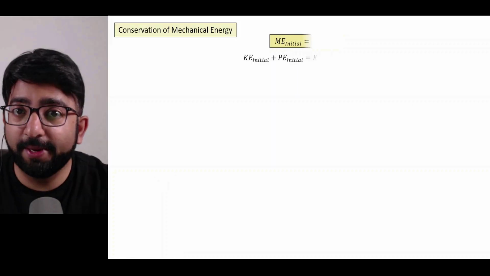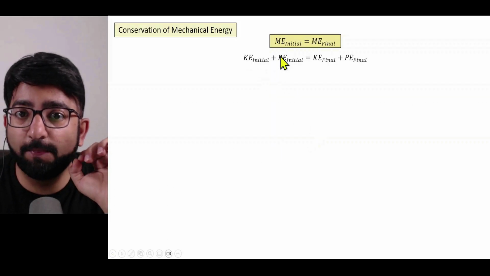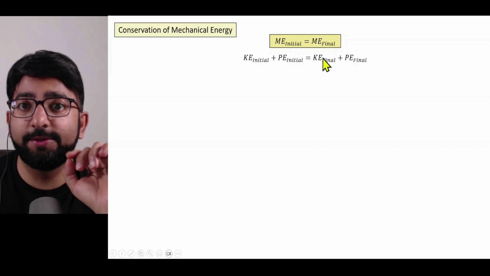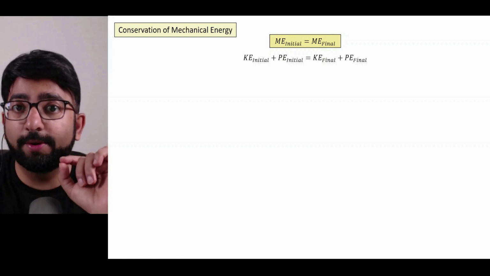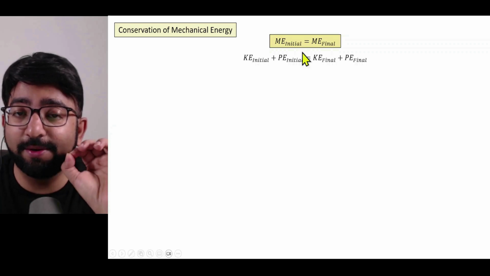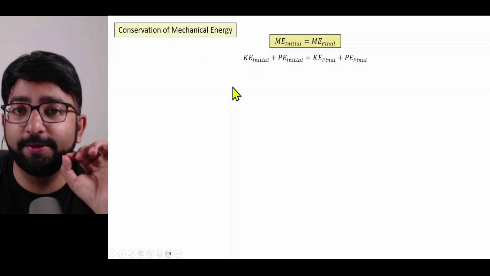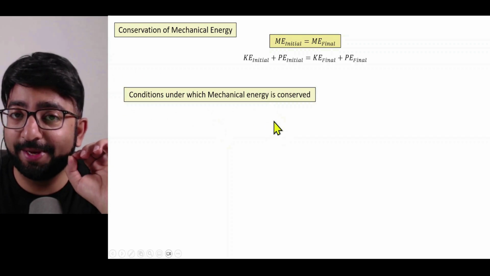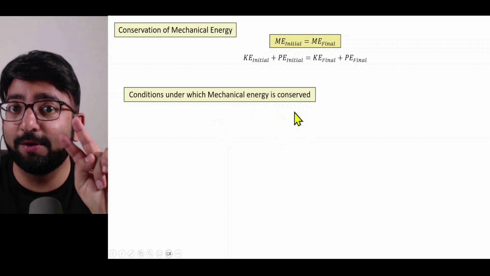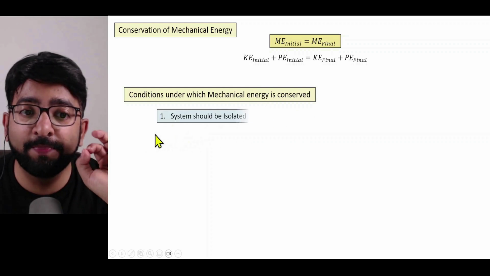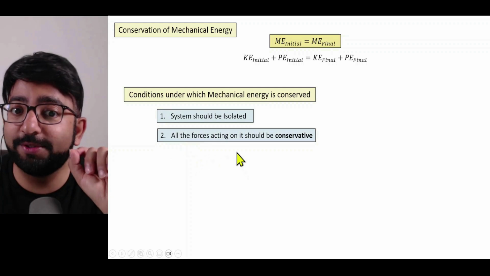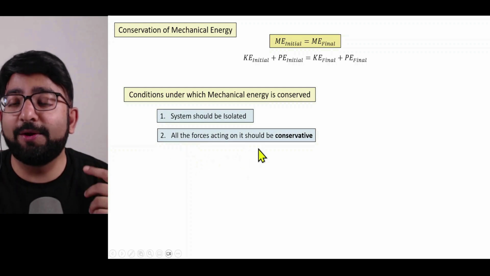In the mechanical energy conservation, we are supposed to equate the initial mechanical energy with the final mechanical energy. But this approach is not applicable for every case. There are certain situations where we cannot apply this approach. So let's understand the conditions under which the mechanical energy is conserved. There are two conditions. Condition number one, the system needs to be isolated. Number two, all the forces acting on the objects should be conservative.